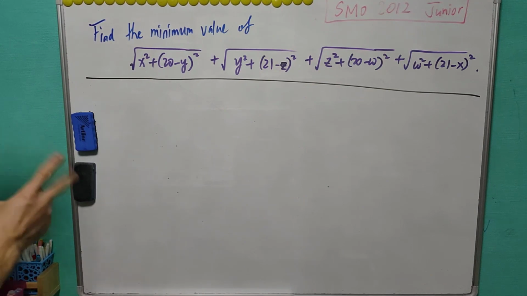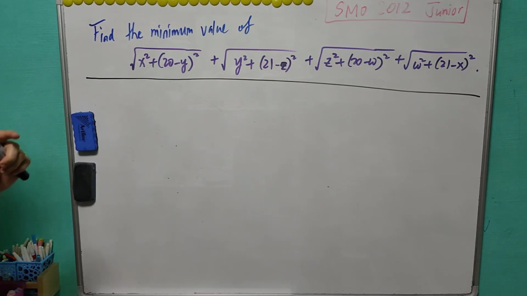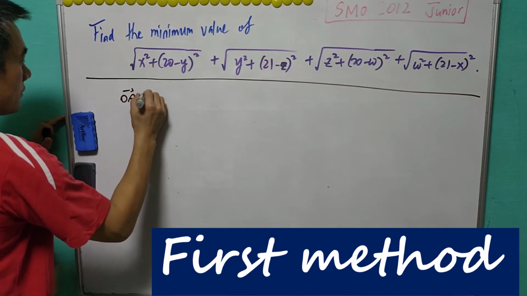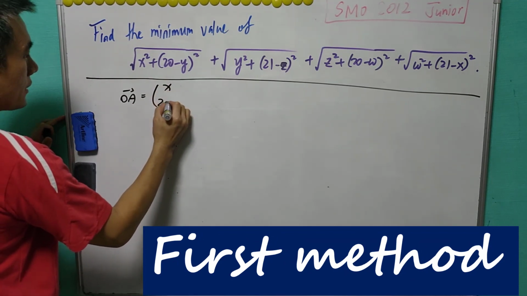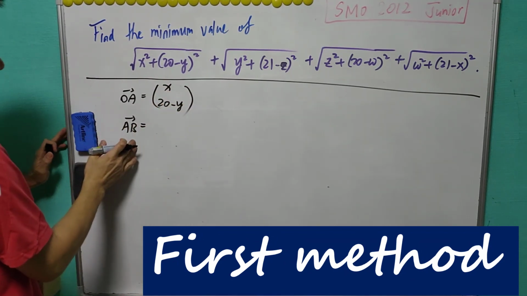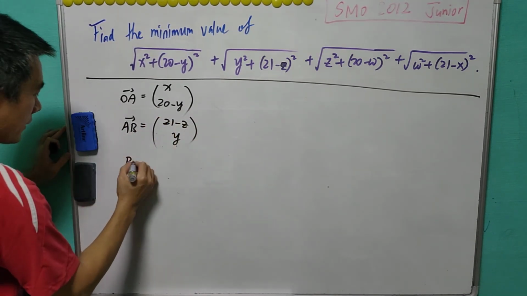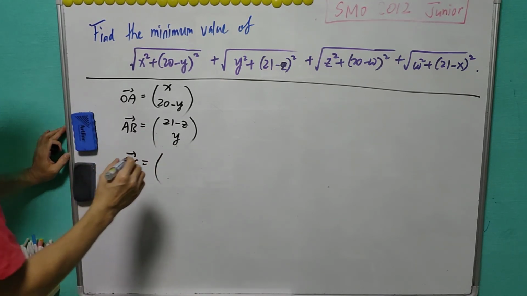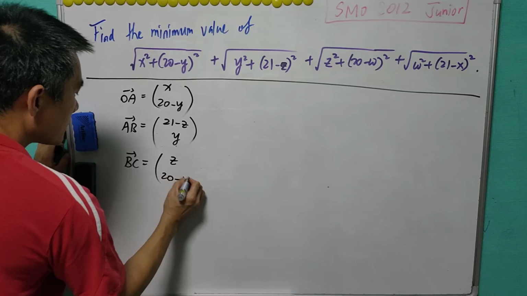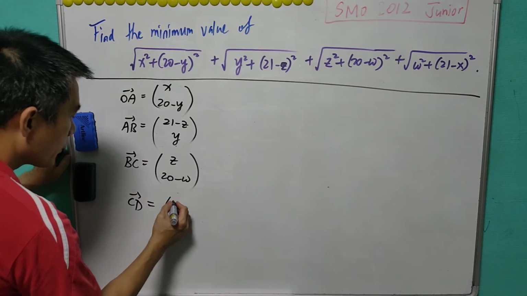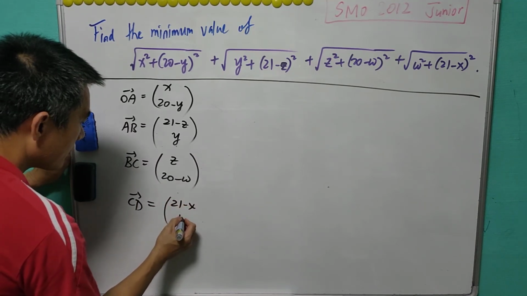I'll solve this question using two different methods. Both are quite related. Number one is using the idea of vectors, and number two is using geometric coordinates. For the first method, I'll consider vector OA, that is (x, 20 minus y). And next, the vector AB is (20 minus z, y). Vector BC is equal to (z, 20 minus w). And the vector CD equals (21 minus x, w).